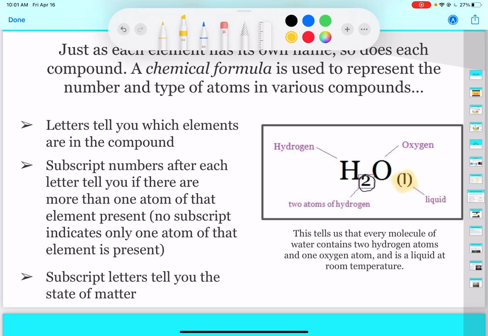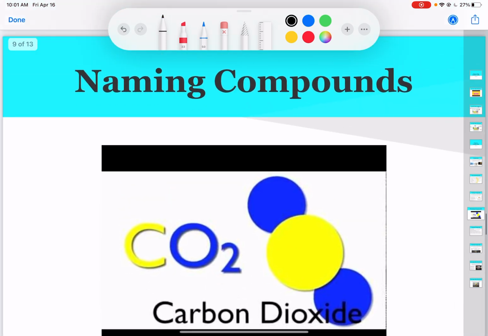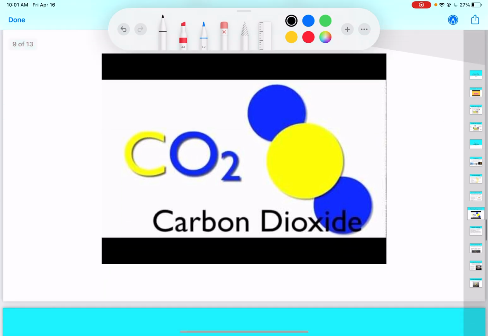Okay, so the letter tells you what type of element it is. The subscript number below tells you how many of that element there is. And then the last part is going to tell you the state of matter. So there's a video here on naming compounds, and I will post that in the classroom.